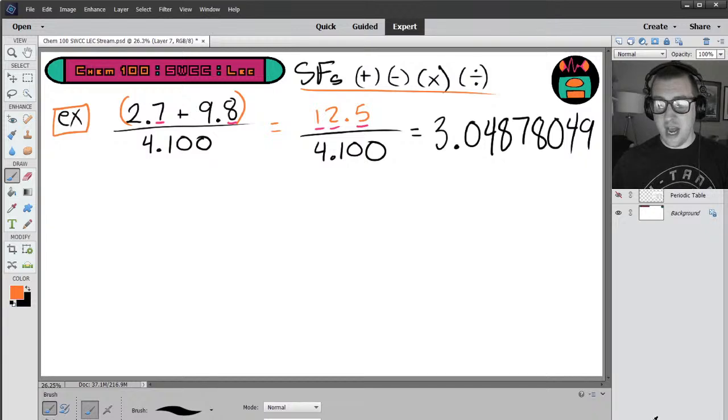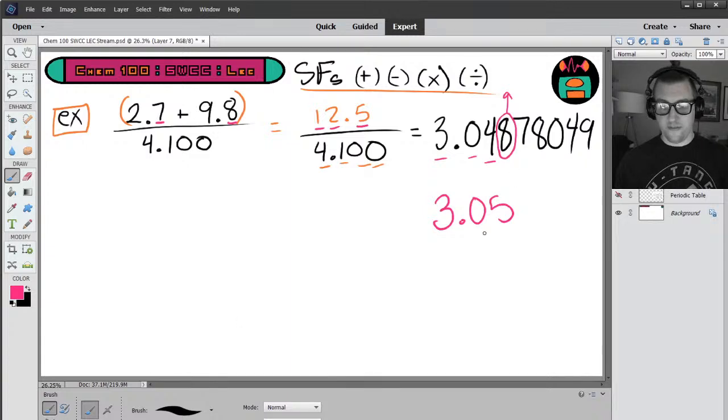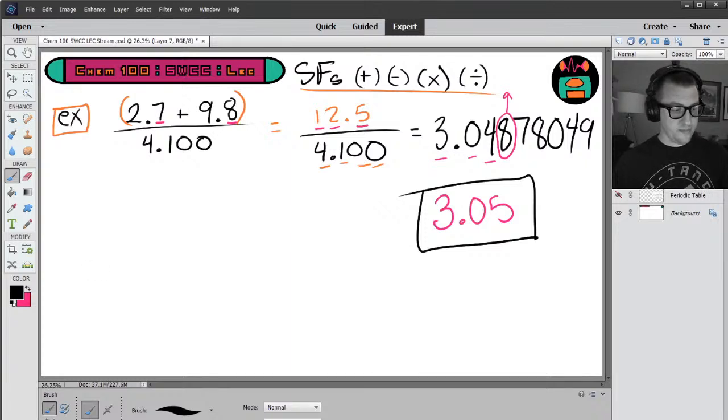In our denominator, we have 1, 2, 3, 4. When you're dividing, you have to roll with the fewer number of sig figs, which is our numerator, so we will be limited to 3. You count off your first 3 sig figs and then ask yourself, does 8 round up or down? And the answer is it rounds up. So our answer, correct value with the correct sig figs, will be 3.05. All right, 3.05.